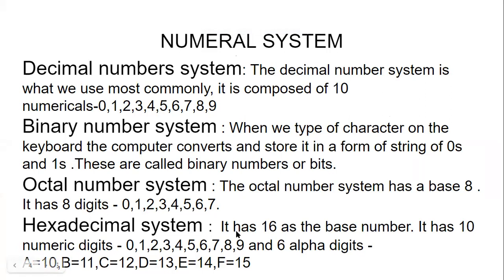Hexadecimal system. It has 16 as the base number. It has 10 numeric digits 0 to 9 and 6 alpha digits where A stands for 10, B for 11, C for 12, D for 13, E for 14, and F for 15.